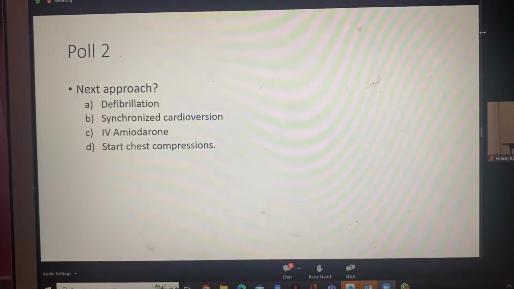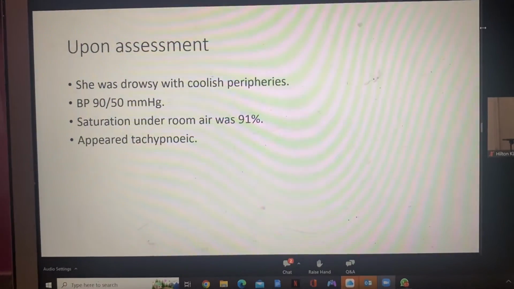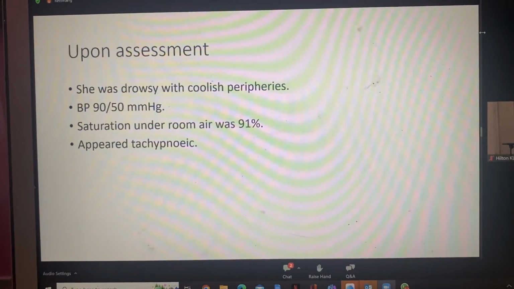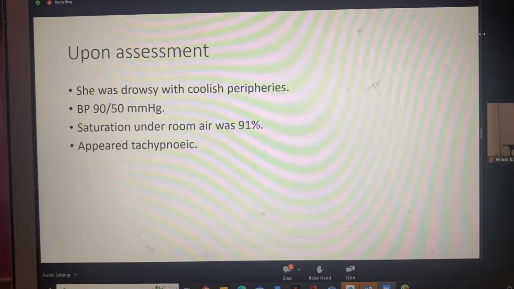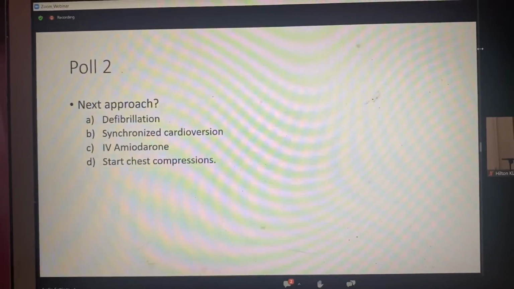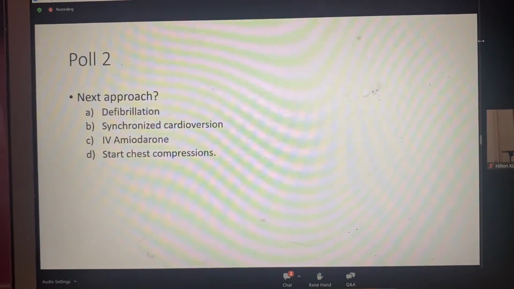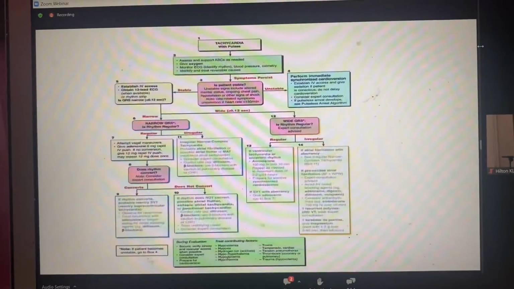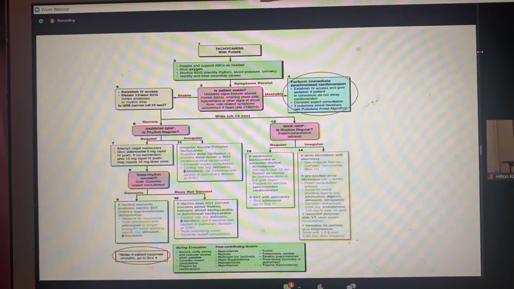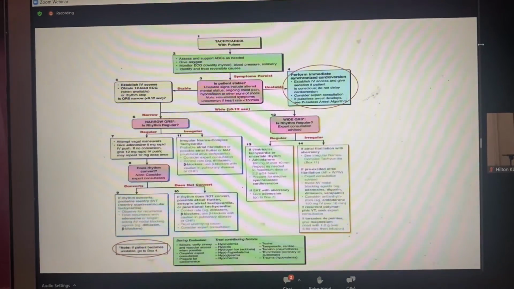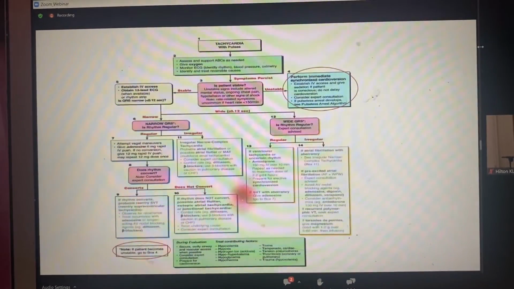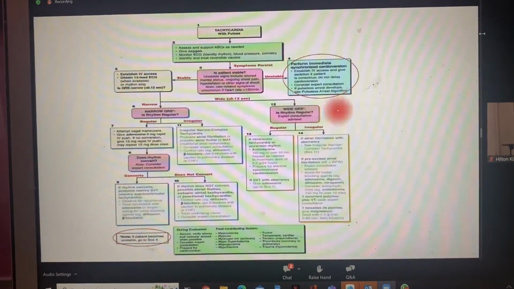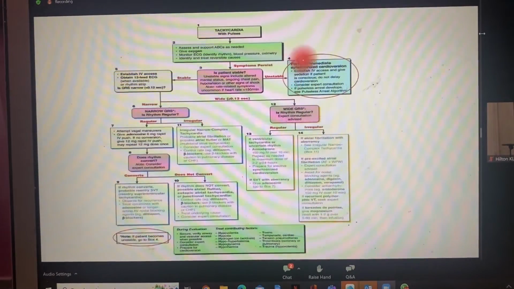So in this case, she's clearly unstable. She's drowsy, BP is low, and she's having heart failure like symptoms because of the respiratory distress as well. And the thing is, she still has a pulse. So whenever someone has a pulse, the guideline already says if the patient becomes unstable, perform immediate synchronized cardioversion. I hope it's clear. Okay.